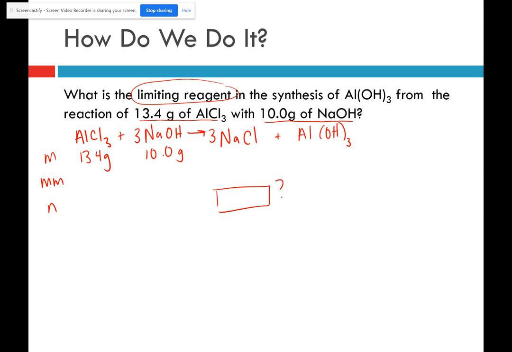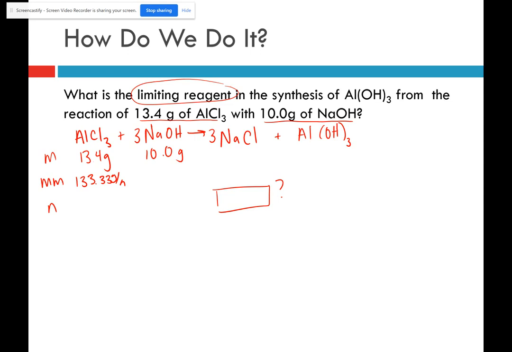So how are we going to do that? To get over into our product side, we're going to have to do our mole ratio. So we're going to have to go down our buildings and divide. First thing I need to do is calculate my molar masses. For aluminum chloride, if you look on your periodic table, aluminum weighs 26.98 grams per mole. And we have 3 chlorine, each of which weighs 35.45 grams per mole. So that's going to give me a molar mass of 133.33 grams per mole.